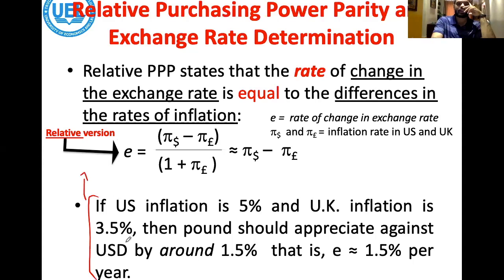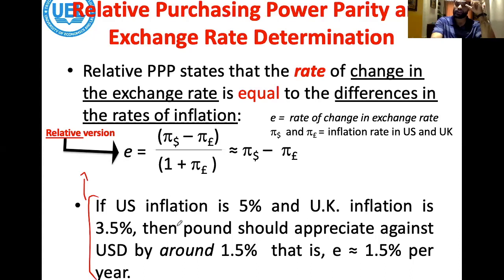So it says that if US inflation is 5% and UK inflation is 3.5%, which means US inflation is higher than the UK, then the pound should appreciate against USD by 1.5%. Why? Because inflation in the US minus inflation in the UK will equal the change in exchange rates.